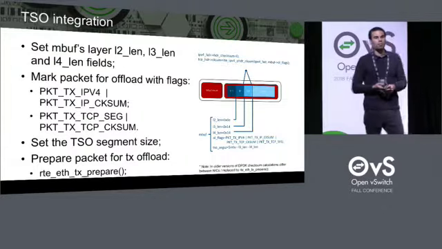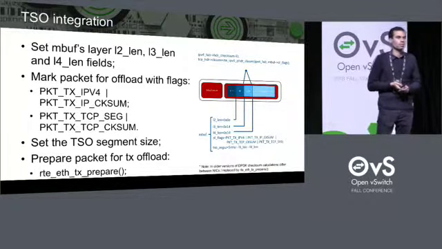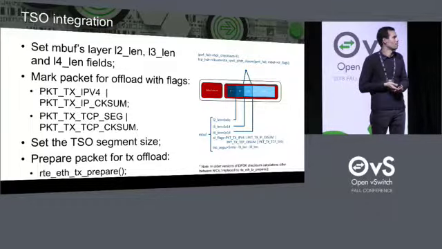Wait, let me try to go back. So here, in this case, what we're doing is actually telling DPDK that we want to offload the packets, and that these operations, like the segmentation of the packet and the checksum calculations, are to be done by it and offloaded by DPDK. Okay, thank you. I think you answered this question.